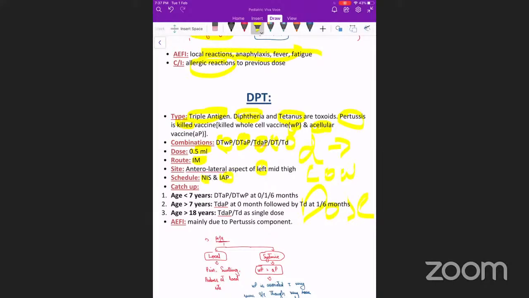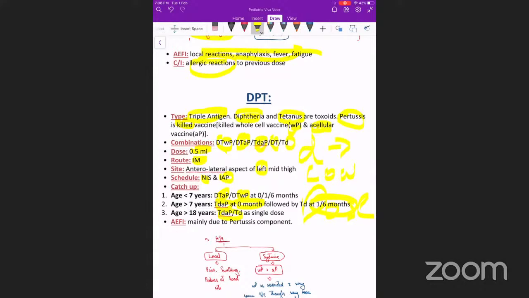Next is the catch-up. This is quite confusing, and examiners do like to ask this question. We divide it into less than 7 years and more than 7 years. If it is less than 7 years, we give DTaP or DTwP, the big D, at 0, 1, and 6 months. If it is more than 7 years, we give the lower dose, because that is enough to produce immune conversion, and that becomes Tdap. Tdap at 0 months, followed by Td at 1 and 6 months. In people who are above 18 years, we just give a single dose of Tdap or Td. Just a single dose.